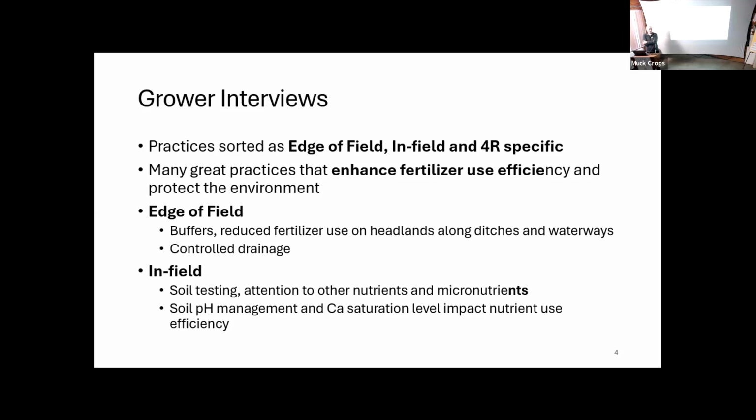In-field practices were things like soil testing, attention to other nutrients and micronutrients, managing soil pH and calcium saturation levels, as these impact the efficiency of your fertilizer use. All of these practices are beneficial, and they help mitigate the loss of phosphorus and nitrogen to the environment, but they're not the practices specifically for the 4Rs.